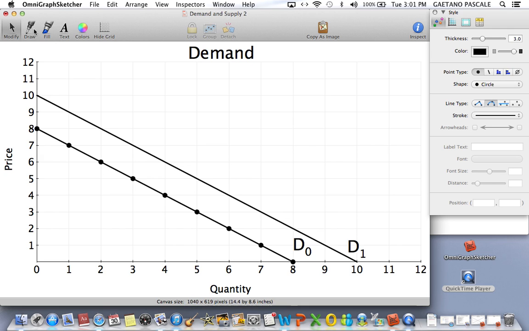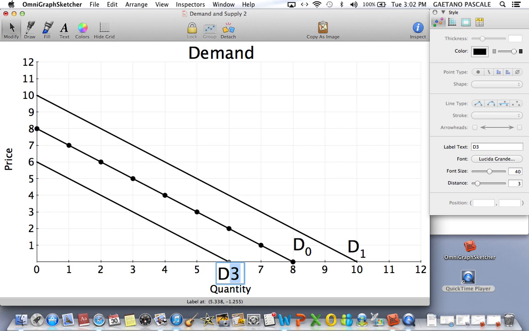We could also have a decrease in demand. We could shift this demand curve inward. And let's call that D2, instead of skipping over D2. So if we move from D0 to D1, that's an increase in demand. That means there's a change in demand. If we go from D0 to D2, that means there is a decrease in demand. That is a change in demand.